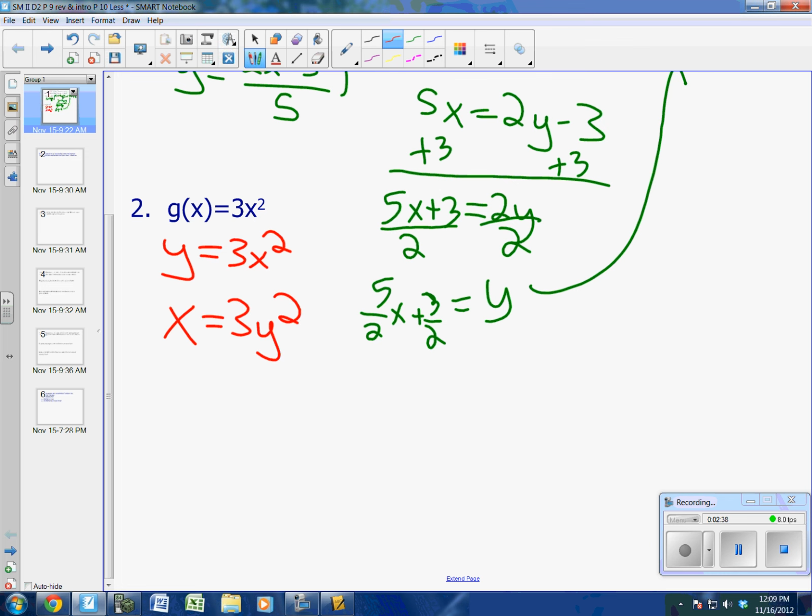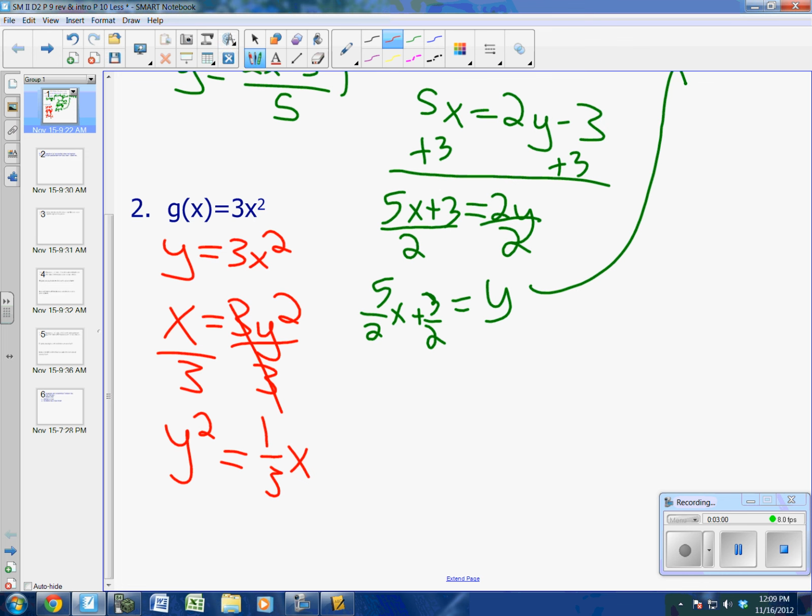Switch x and y, we should say. That's how you find an inverse, is switching the domain and range. So switching the x and the y. Then what? Divide by 3. Those cancel out. I'm going to put the y squared on the left side. Equals 1/3 x.